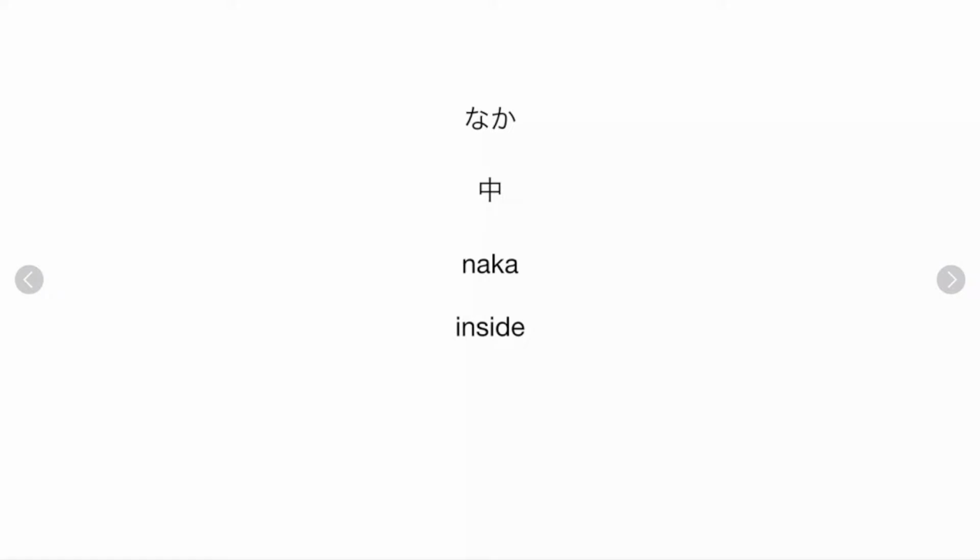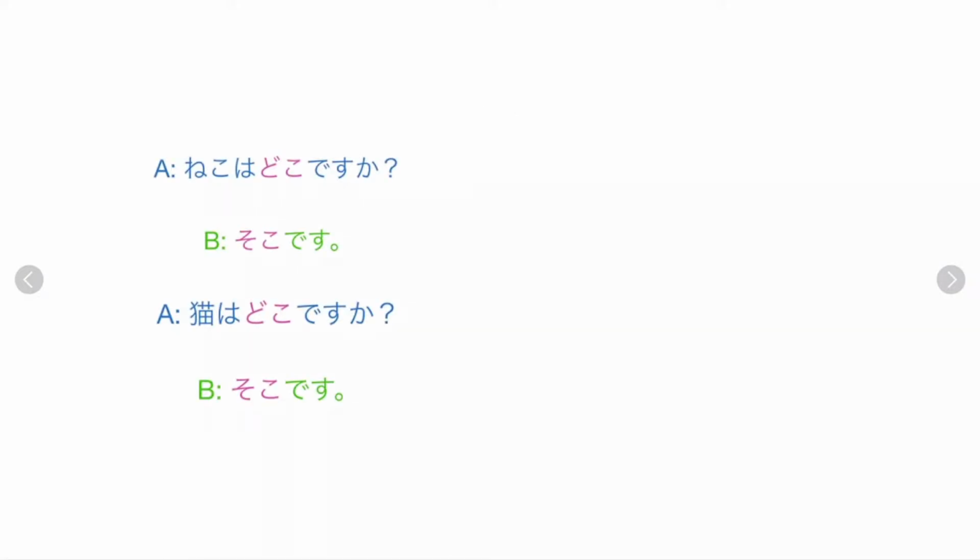We can learn a few more words before we start to use example sentences here. So naka means inside, and soto means outside. So neko wa doko desu ka? Talking about the cat. Doko desu ka? Where is it? Soko desu. It's over there. There being the listener's sphere of influence. So when A asks, where is the cat? And B says, it's over there, it means it's near A.